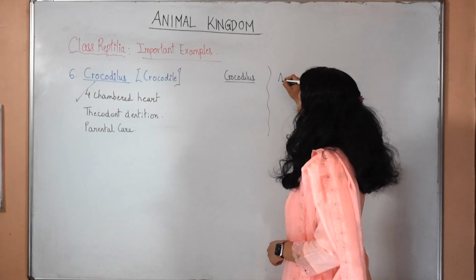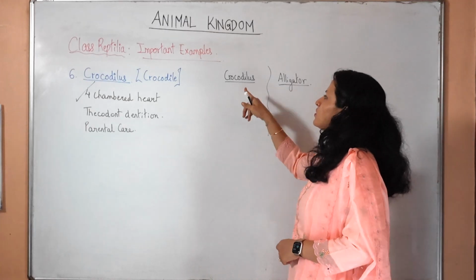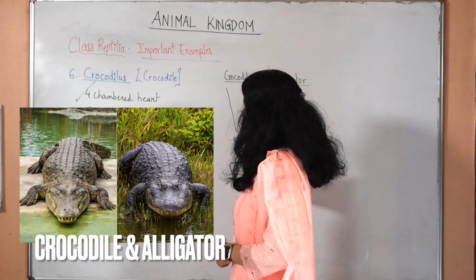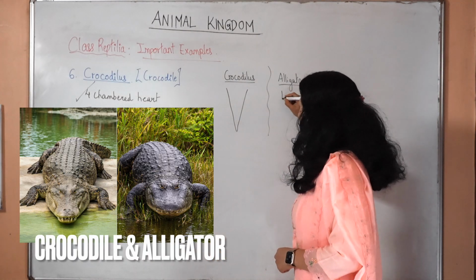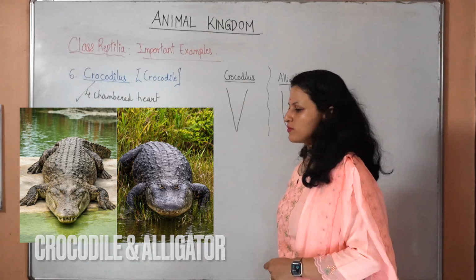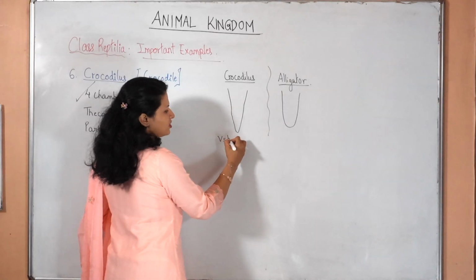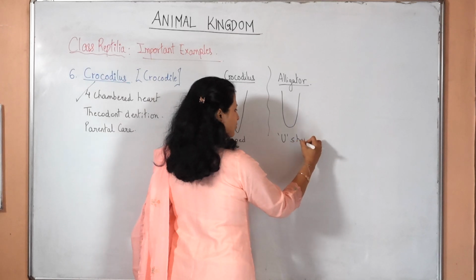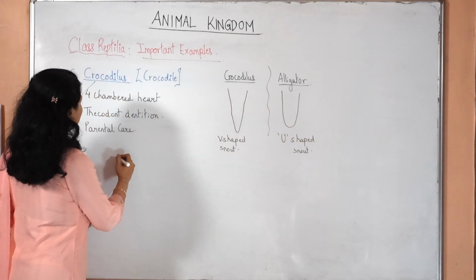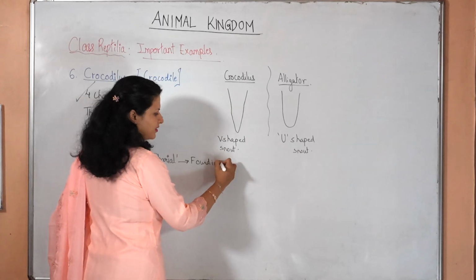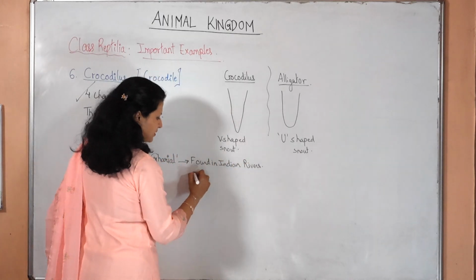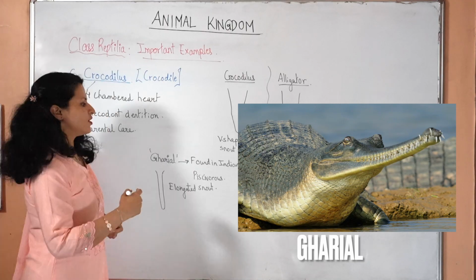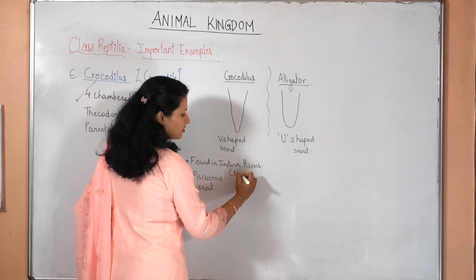There is one more called as alligator. The difference between the crocodile and the alligator is that the crocodile will have a V-shaped snout and the alligator will have a U-shaped snout. Crocodile has a V-shaped snout and the alligator has a U-shaped snout. Then you must have also heard of Gharial. Gharial is found in Indian rivers commonly. These are piscivorous, fish eating, and their snout is very elongated. Found in Indian rivers, mainly in North India.